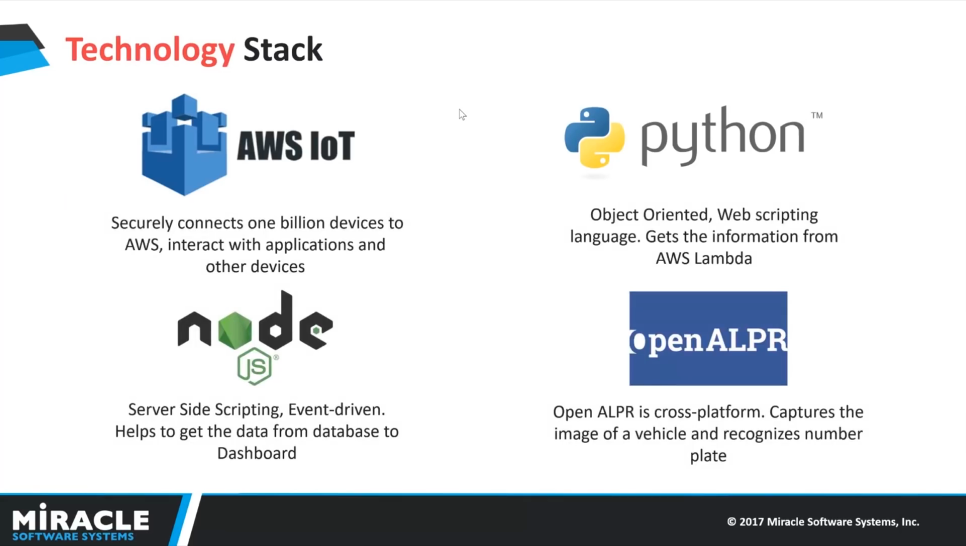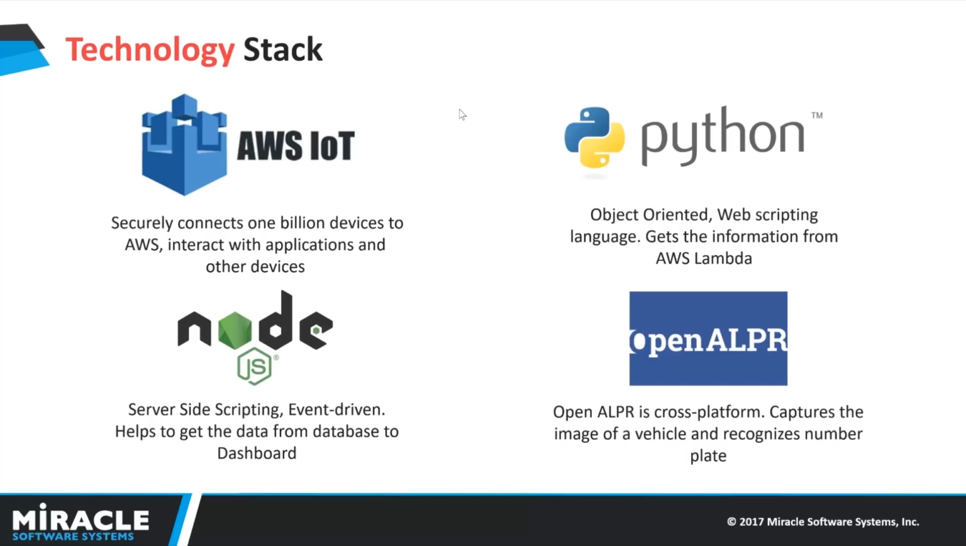So technology stack. We've been using AWS IoT, Python, Node.js, and OpenALPR. With AWS IoT, we securely connect 1 billion devices to the AWS platform. So what we are doing over here is we have our AWS IoT platform, which has been continuously taking in the messages from the Raspberry Pi, which, as I said earlier, is sending out the JSON object which is coming out from the OpenALPR. So all those things are published back to AWS IoT from the Python server.